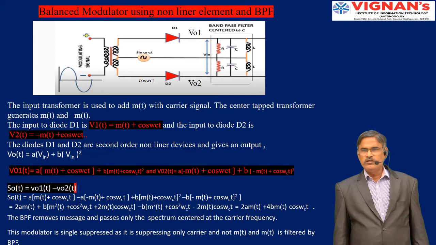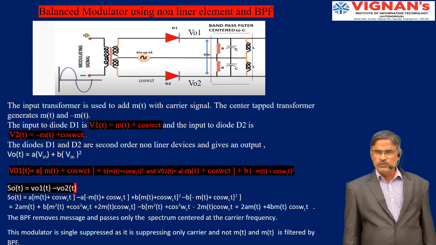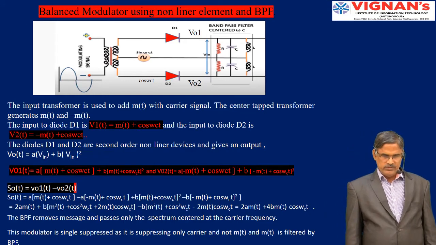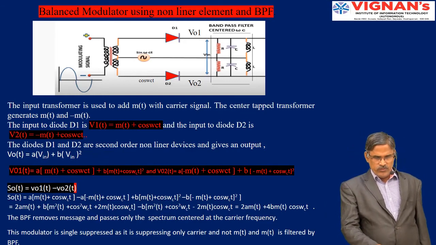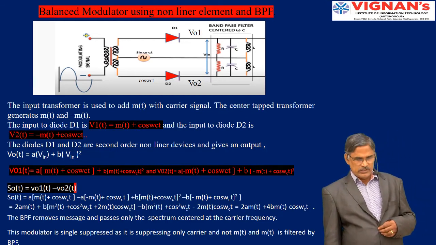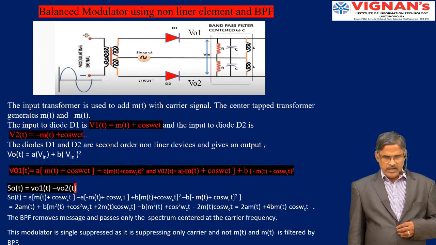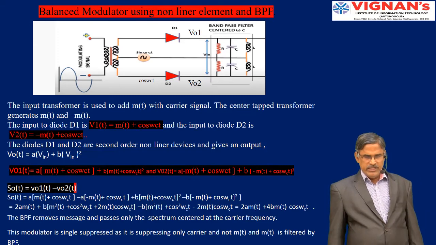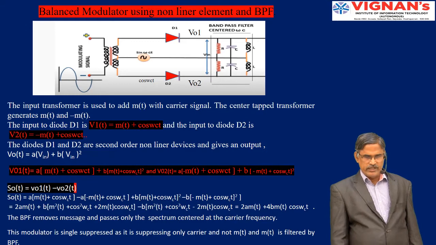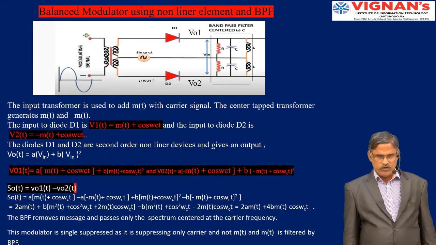V01, the output of the nonlinear device, will be proportional to the input and the input square. Therefore, V01 is equal to A into input, A into mt plus cos omega ct, plus B into input square, B into mt plus cos omega ct the whole square. That is the first output V01.